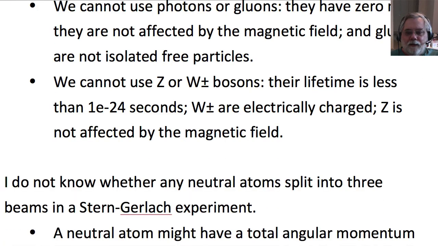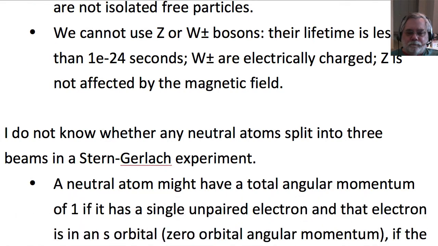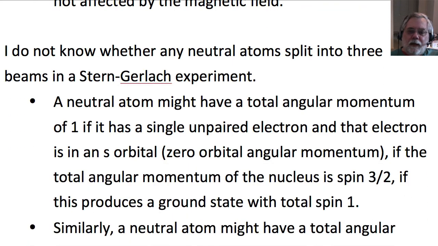I could not find whether any neutral atoms have been used in a Stern-Gerlach experiment and split into 3 beams. A neutral atom might have a total angular momentum of 1 if it has a single unpaired electron and that electron is in an s orbital, so 0 angular momentum, if the total angular momentum of the nucleus is spin 3/2, if this produces a ground state with total spin 1.